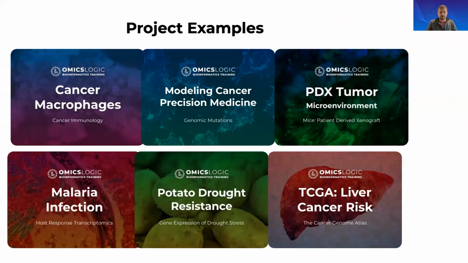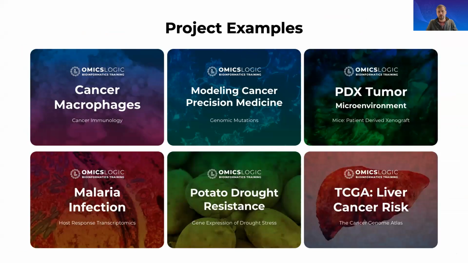To apply those methods, we then introduce several different projects. For example, cancer macrophages, modeling cancer precision medicine, PDX tumor in the microenvironment, but also elements of infectious diseases like malaria infection, or even applications in biotechnology and agriculture like potato drought resistance for modified crops. So that gives you an understanding of the specific skills or specific methods that need to be used, and the specific applications where you can actually try and run that kind of analysis and see what the results are, what type of insights you can generate analyzing such data.